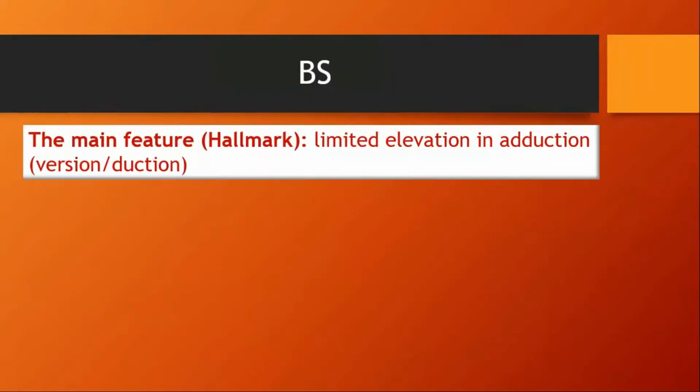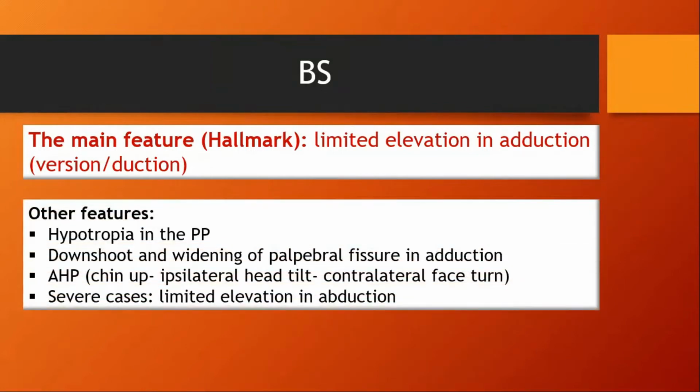So again, the main feature, or we can say the hallmark, should be limited elevation in adduction. So whether inversion or adduction. If you suspect the left Brown syndrome, if you cover the right eye and test the elevation in adduction, it is still limited, all right? Other features could be present or not.